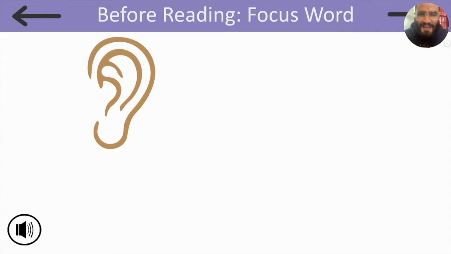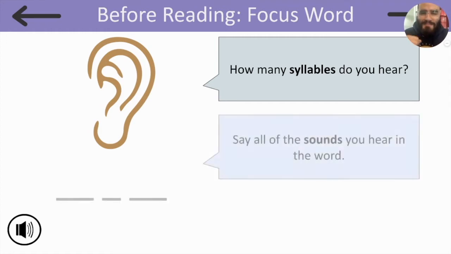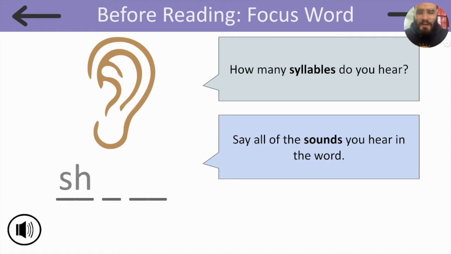Sounds great. Now, how many syllables do you hear in the word shape? Shape. That's right. One syllable. Say all the sounds you hear in the word. Repeat after me. Sh. A. P. Shape.